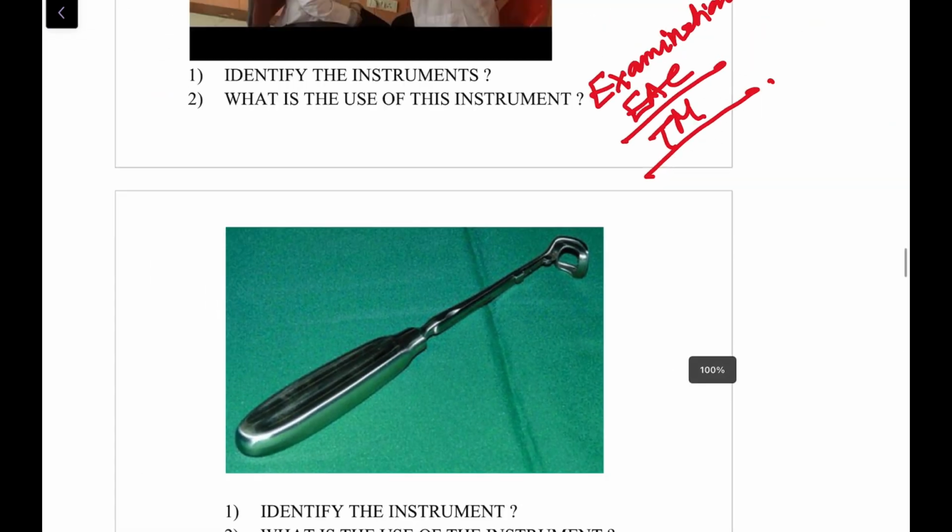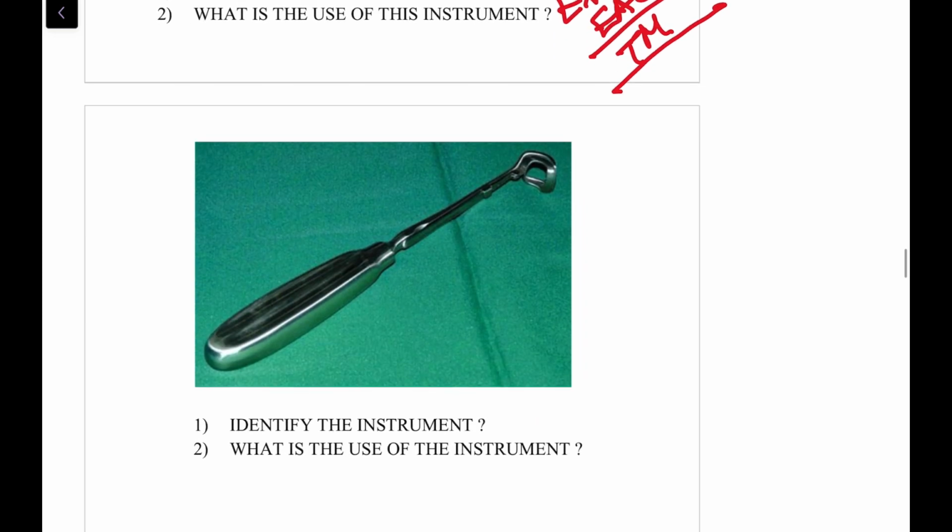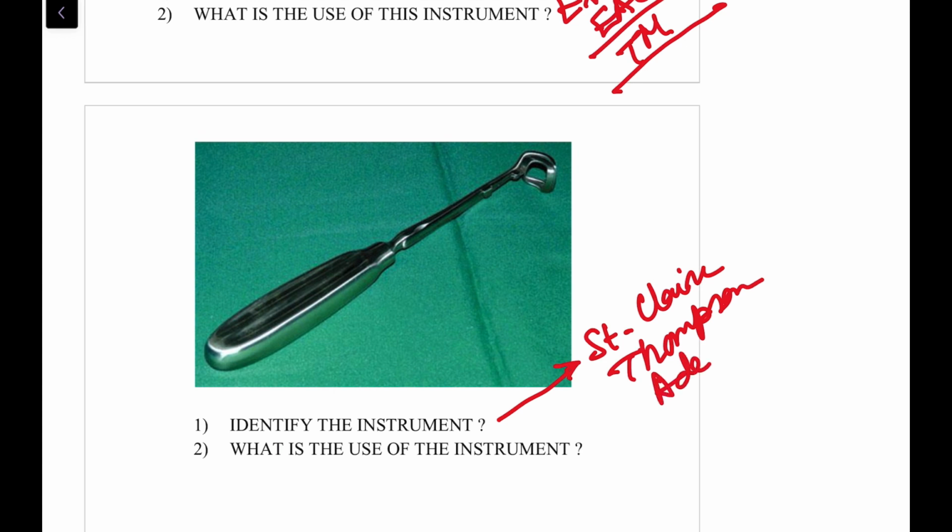Then coming to the next picture, it has been asked to identify this instrument. This is a St. Clair Thompson adenoid curette with cage.